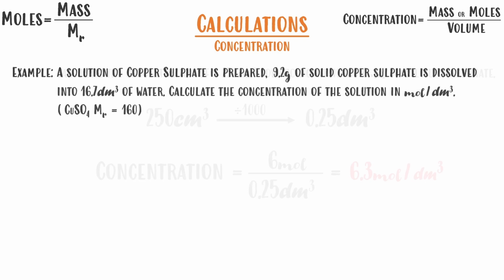Another example. A solution of copper sulfate is prepared using 9.2 grams of solid copper sulfate, which is dissolved into 16.7 decimeters cubed of water. We need to calculate the concentration in moles per decimeter cubed. And we're given the Mr in this question. You are not always given that.